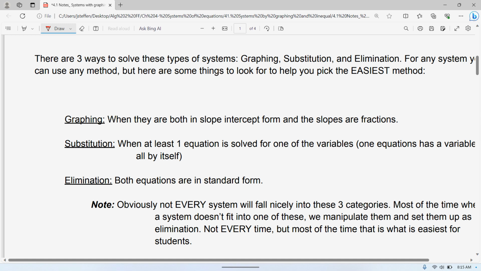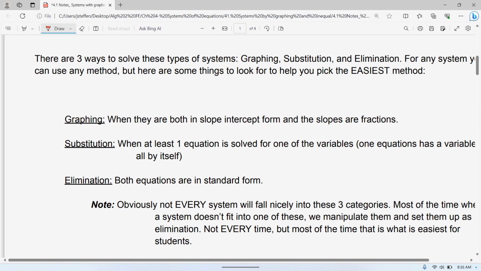So there are three types of ways to solve these that we'll get into: graphing, substitution, and elimination. For any system, you can use any type. So for instance, you could just use elimination for every single one. That's up to you. However, if you take the time to realize what you're looking for, a lot of times if you can do all three of them, you can choose the easiest one. Because there are times that it's really hard to use elimination, but graphing is actually pretty easy.